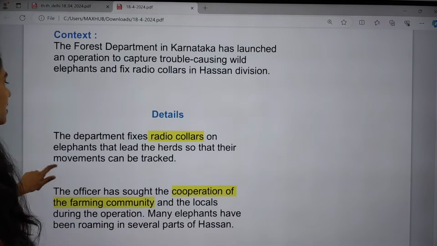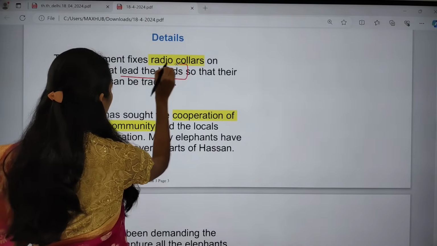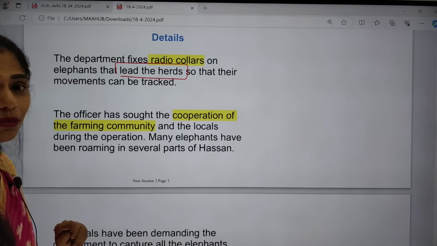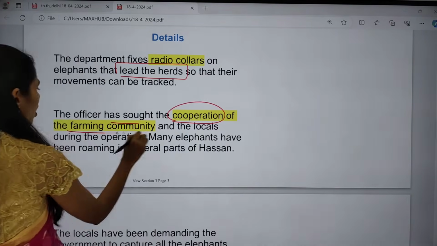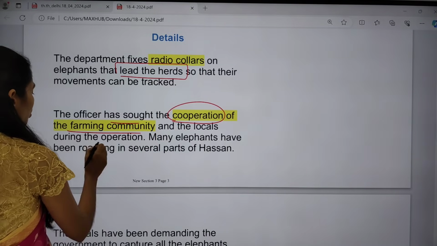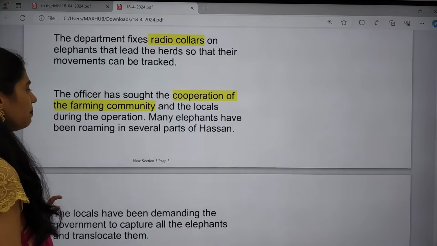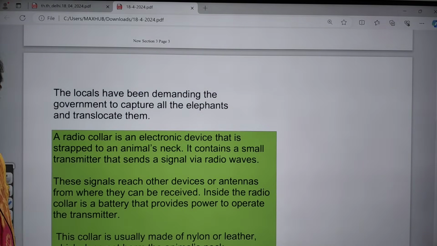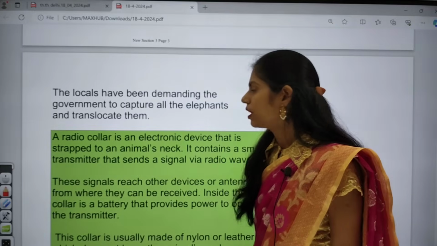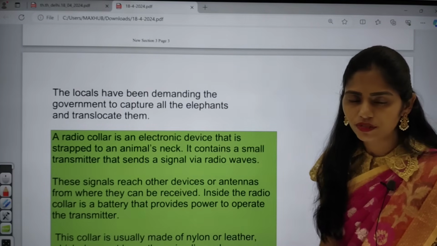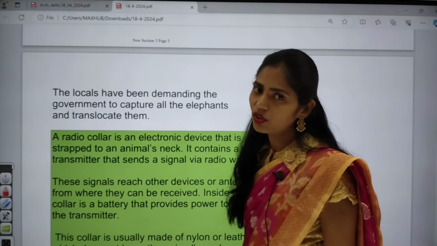If you see some details, the department is going to fix these radio collars on the elephants that lead the herds, that means the herd leader, so that their movements can be tracked. An officer has said that the cooperation of the farming community and locals during the operation is very much necessary, and many elephants have been roaming in several parts of Hassan. Because of this, the people in this area are demanding to capture them and to relocate or translocate them. So the Forest Department took this decision of installing these radio collars.